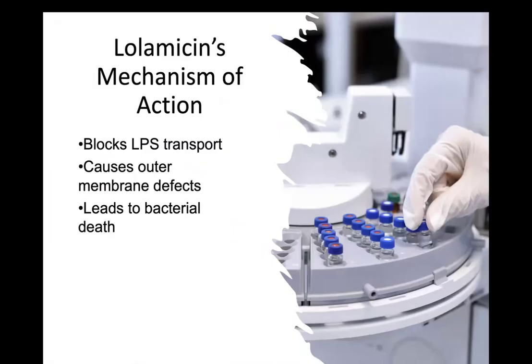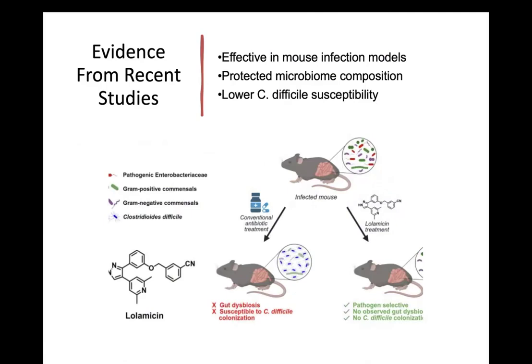So let's look at the mechanism of lolamycin. Lolamycin works by blocking the LptD pathway, which bacteria need to transport LPS to their outer membrane. Without this transport, the outer membrane becomes unstable, and bacteria eventually die. What's important is that many helpful gut bacteria do not rely on the same pathway, so lolamycin doesn't harm them. Researchers have also already tested this in animal studies. So let's look at that.